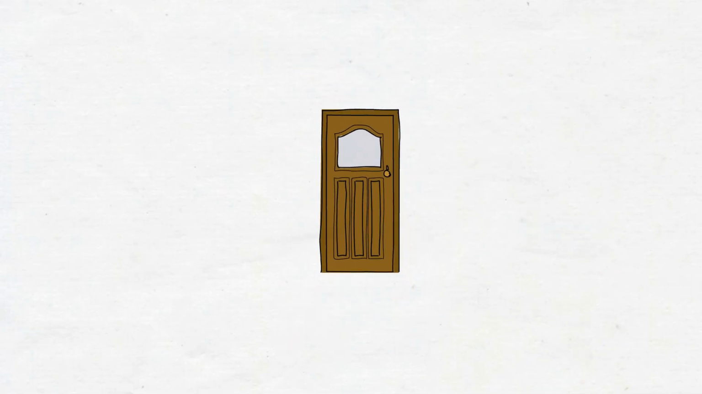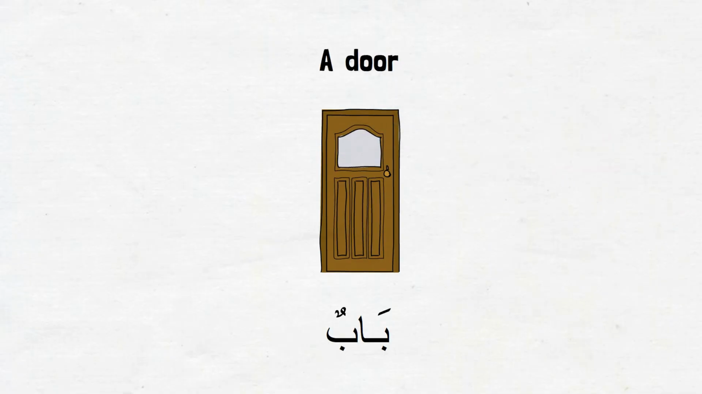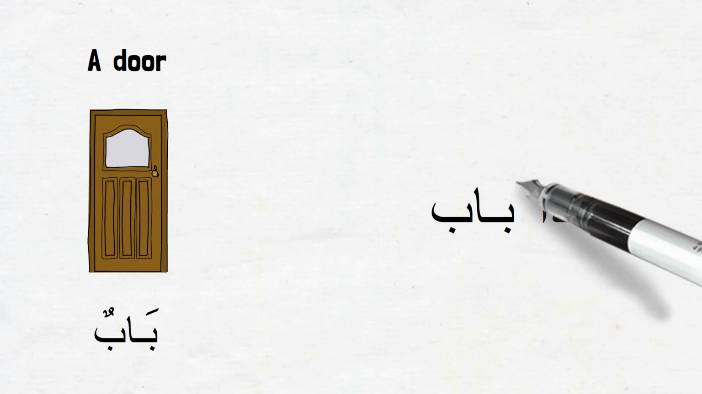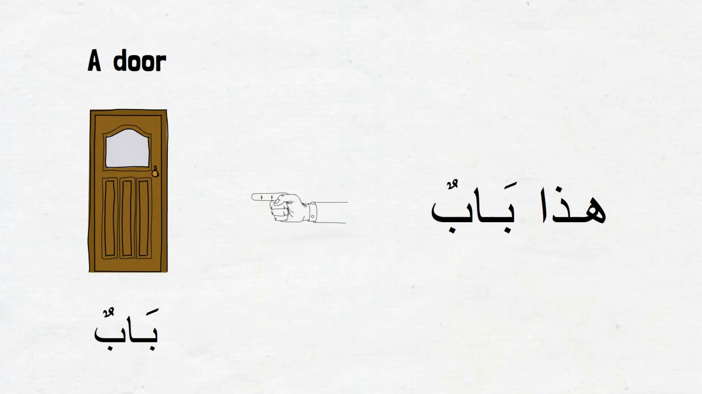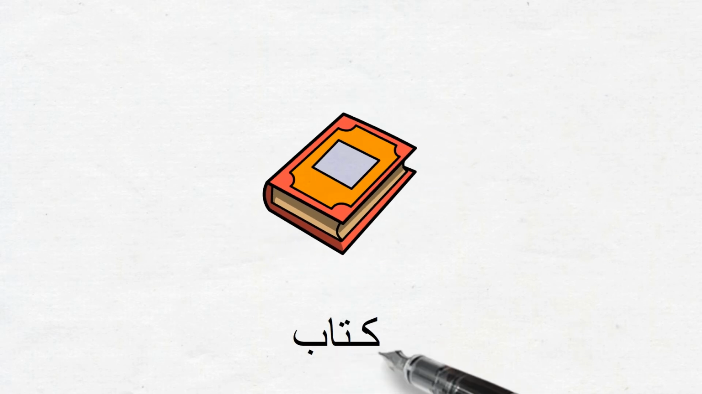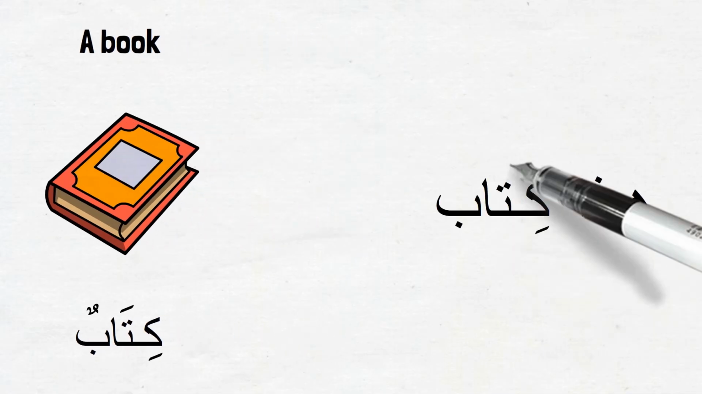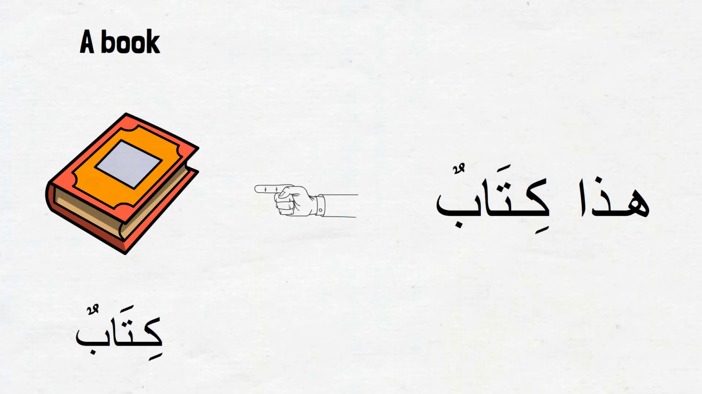What is this? Babun. A door. Babun. And now we're going to say this is a door. هذا باب. هذا باب. كتاب. A book. كتاب. A book. And this is a book. In Arabic is هذا كتاب.